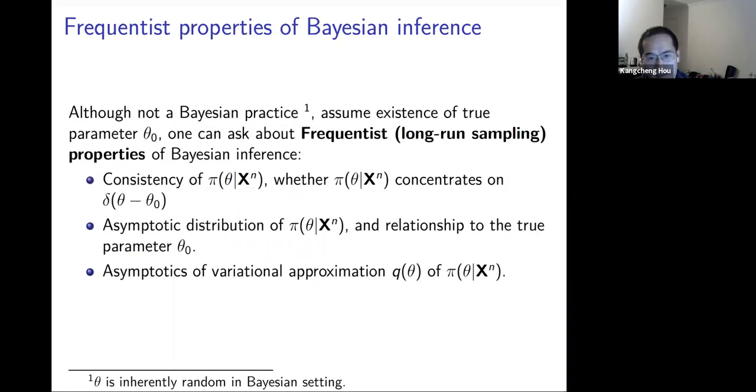Although this is not a very Bayesian practice, because in a Bayesian setting, theta itself is just a random quantity. It does not make sense to talk about the true parameter theta 0. However, one can ask about the frequentist properties of the Bayesian inference. Assuming the existence of some true parameter theta 0, one can ask about the consistency of the posterior, like whether the posterior concentrates on the true parameter theta 0, and also the asymptotic distribution of the posterior. And from a more practical perspective, the asymptotics of the variational approximation Q theta, inferred with variational inference techniques.